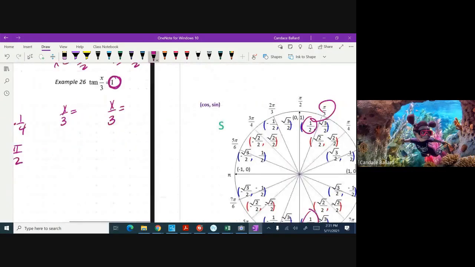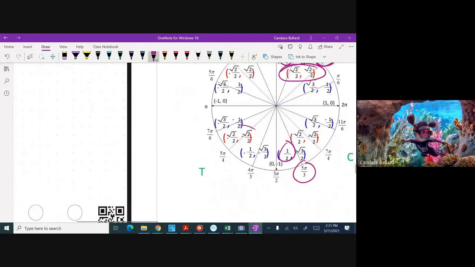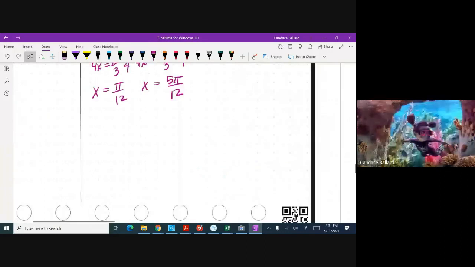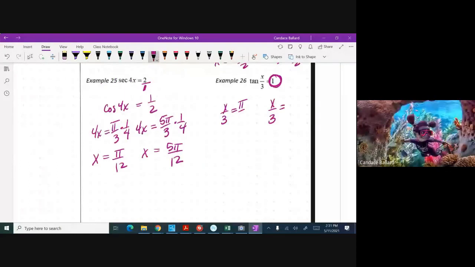So we were looking here, the sine and the cosine, the x and the y value exactly the same at pi over 4, and exactly the same at 5 pi over 4. So we're going to write both of those out. So pi over 4 and 5 pi over 4.